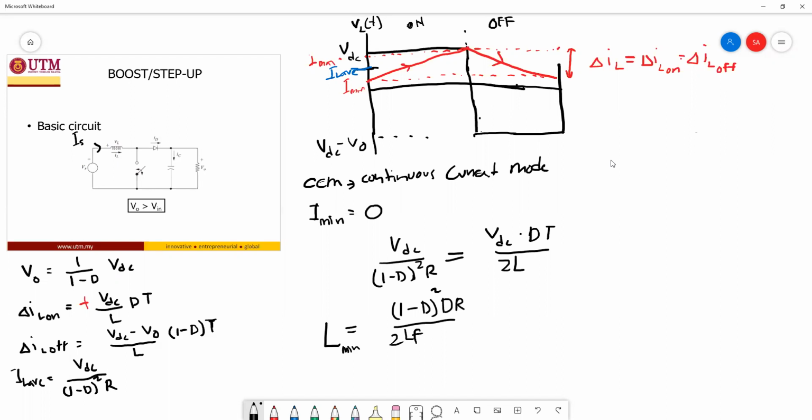So this is L minimum, and usually the actual L that you need to use should be 10 times larger than L minimum to ensure that it is CCM. So I think that's all for the inductor analysis. We meet in the next lesson on the ripple voltage.